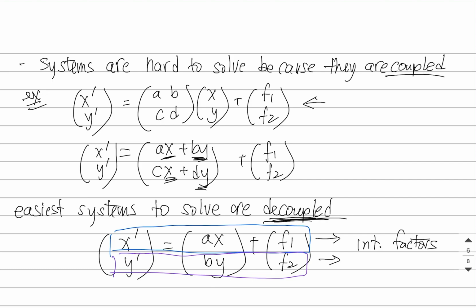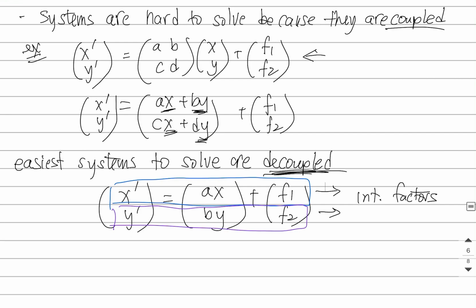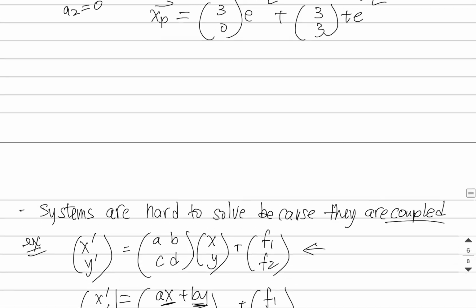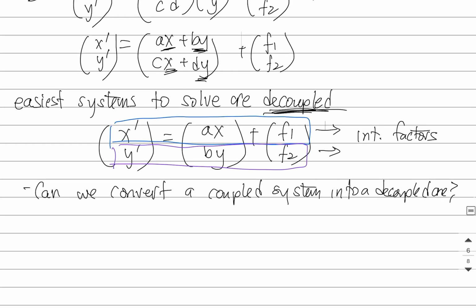So, if we had a decoupled system, homogeneous or not, we could solve it very easily. And that means we lead ourselves to what I think is a natural question. Can we convert a coupled system into a decoupled system? And the answer is yes, you can. Not all the time, but you have to have a special kind of matrix.